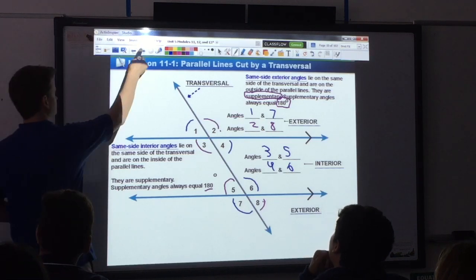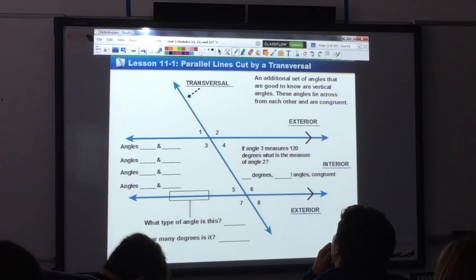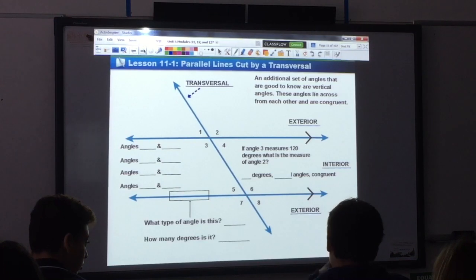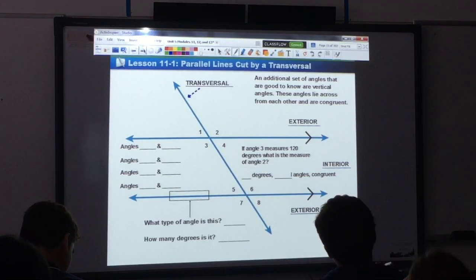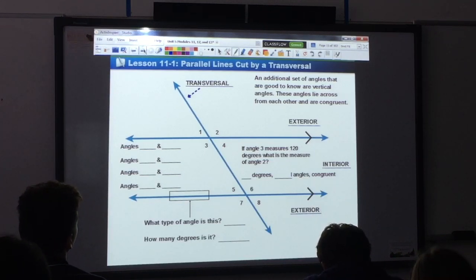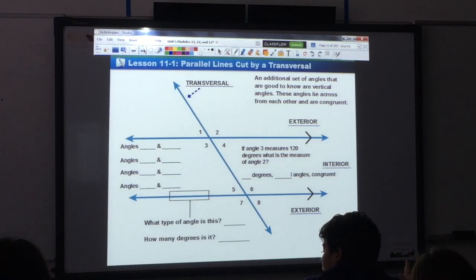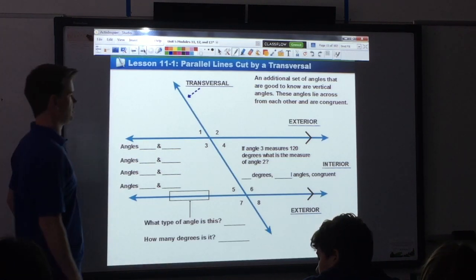Okay. All right, an additional set of angles that are good to know are vertical angles. Now, vertical angles lie directly across from each other, and they are also congruent. So, let me give you an example of vertical angles here. Don't confuse those with adjacent angles. Adjacent angles are right next to. Vertical angles are directly across from.